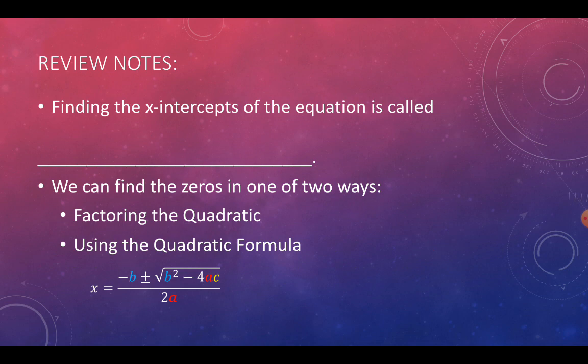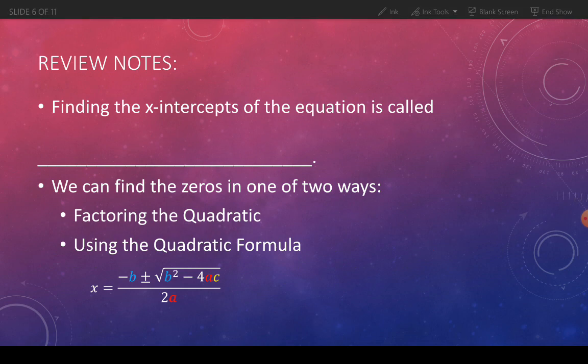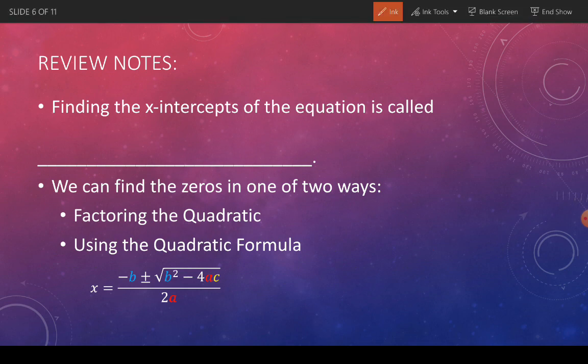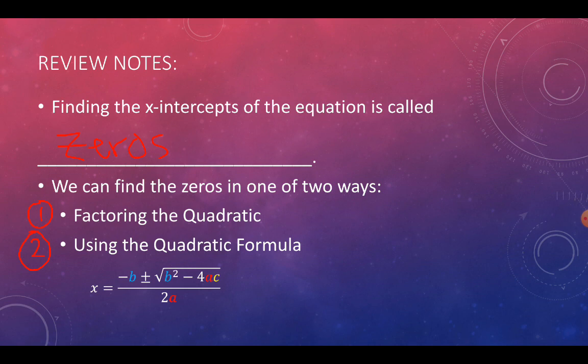All right, so let's review. Finding the x-intercepts of the equation is called finding the zeros. We can find the zeros in 2 ways. The first way is by factoring, and the second way is using the quadratic formula. Let's review both of these.